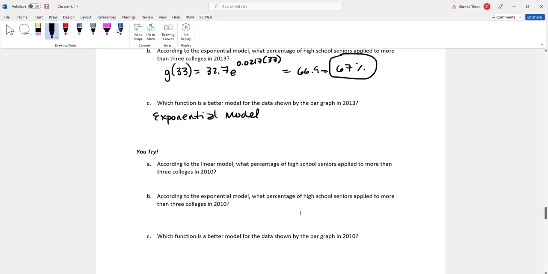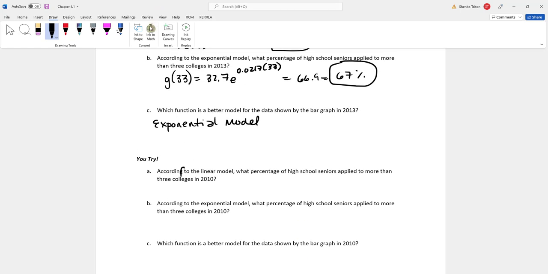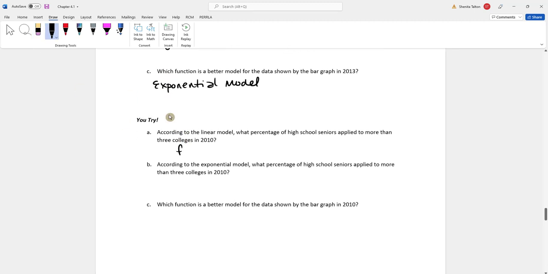All right, so now this is a you try problem, so I'm going to have you try this on your own. I'll go ahead and put the answers in here for you. So this is f of 30, which is 61%. This is g of 30, which is 63%. And then the answer here is the linear model.